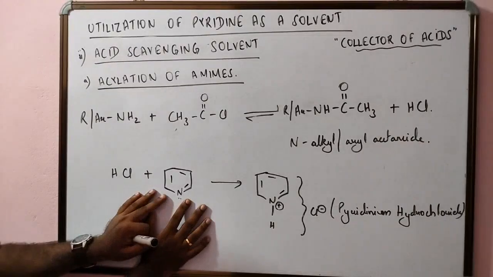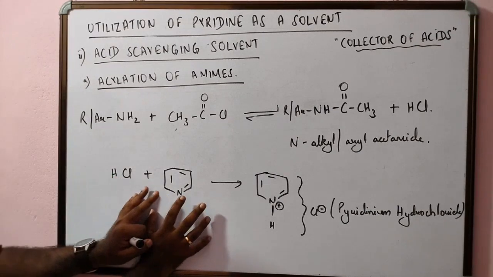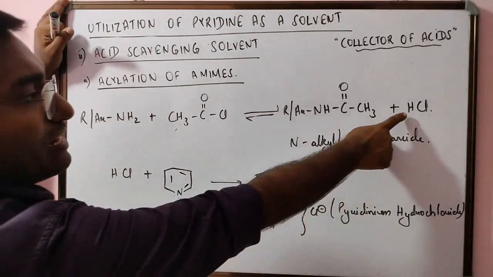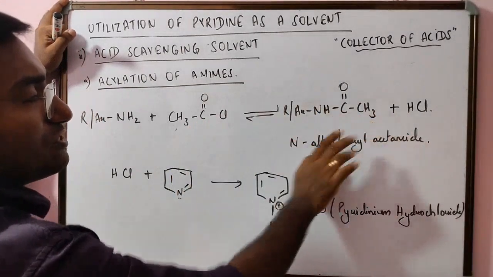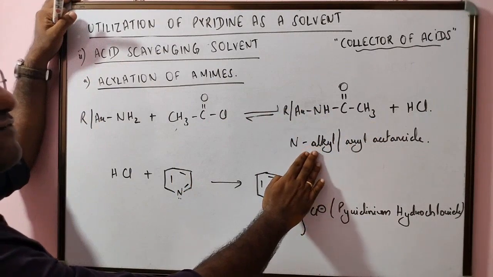To sum up, what has happened here is that the pyridine has collected the acid, or consumed the acid, leading to the elimination of the byproduct and propelling the reaction forward, thus increasing the yield of our product.